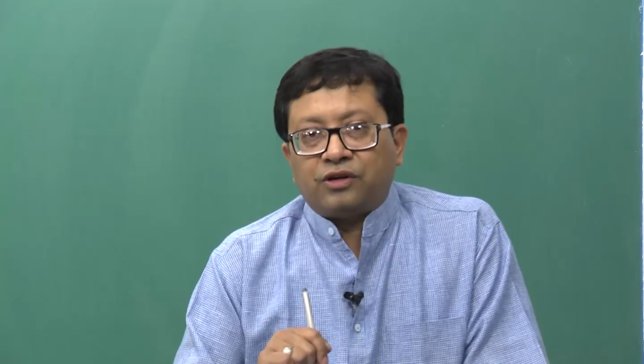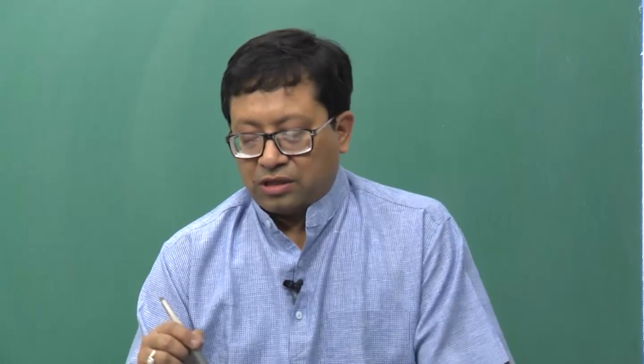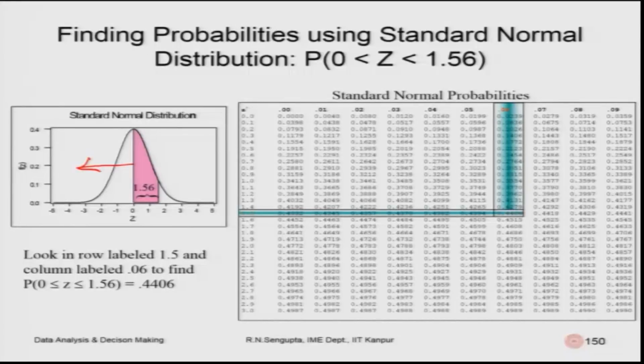Now, let us refer to the tables. The standard normal table has Z values along the side. I am hovering my pen over the Z values starting from 0, 0.1, 0.2 till 3.0, and the decimal places along the top, which means the second decimal, 0.00, 0.01, 0.02 till the last value, which is 0.09.